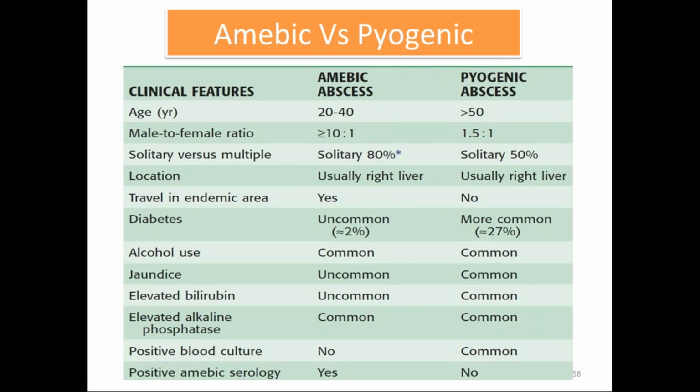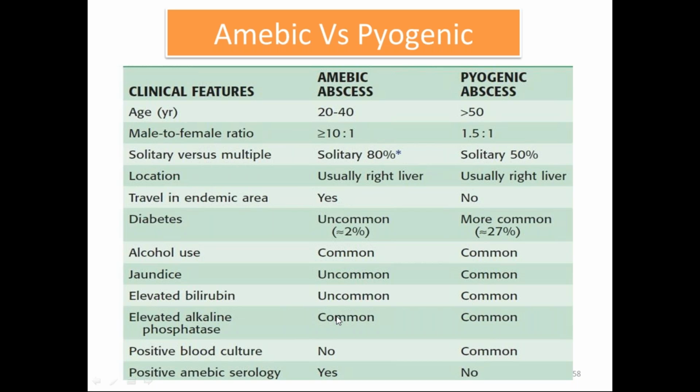So when comparing, pyogenic abscess is more common in the 50 years or older age group, whereas amoebic abscess is more common in the less than 50 age group. Amoebic abscess, compared to pyogenic abscess, is more solitary, and both of them most commonly have the abscess in the right liver. For pyogenic abscess, you need not ask the history about endemic area travel, but in amoebic abscess, you should always ask it, and it is very important.